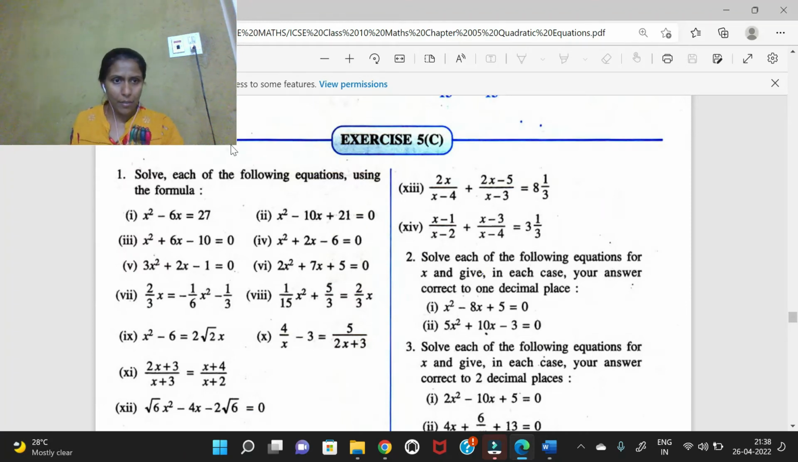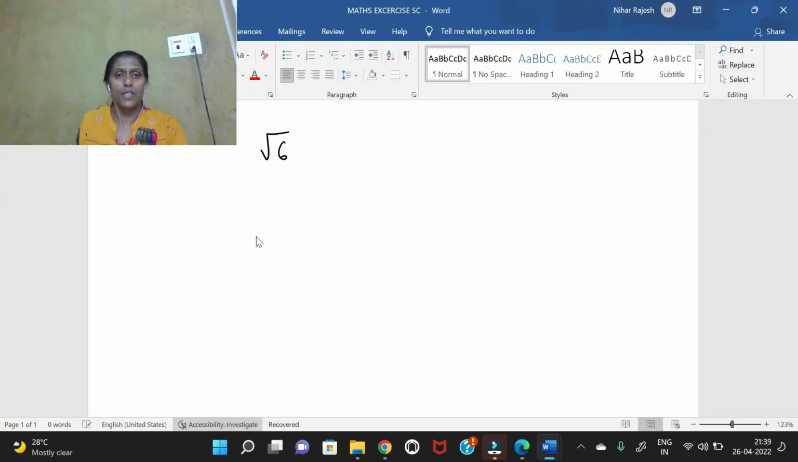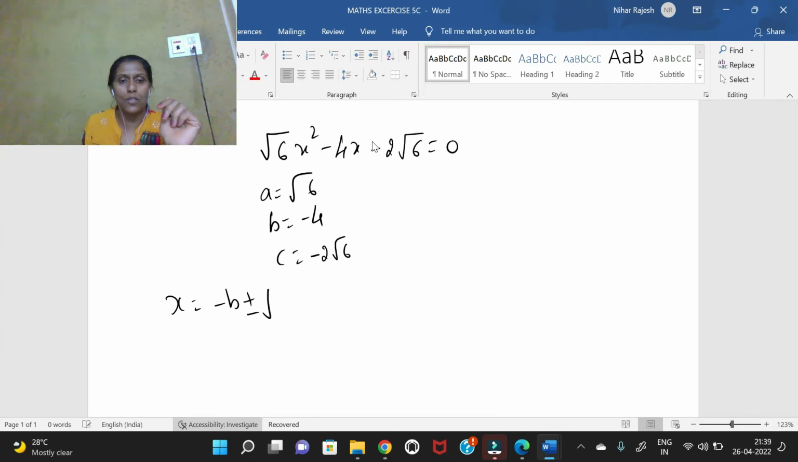Okay. So, having done the 10th one, now let me take you to the 12th one. Yes. Square root of 6x square minus 4x minus 2 root 6 is equal to 0. This is a straightaway equation and they have given a, b and c. Okay, a is equal to root 6, b is equal to minus 4 and c is equal to minus 2 root 6. Okay, apply the formula, roots are x is equal to minus b plus or minus square root of b square minus 4ac by 2a.